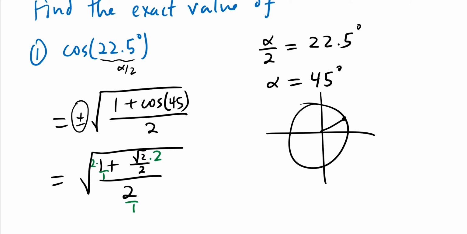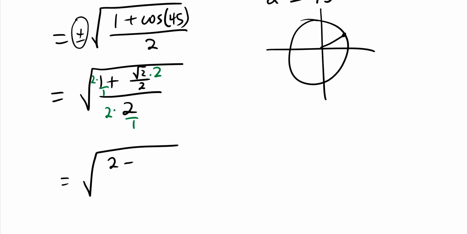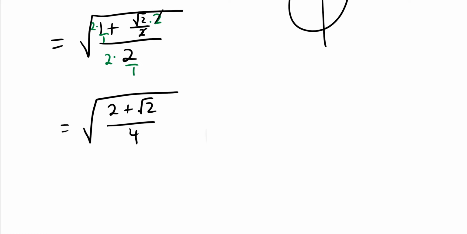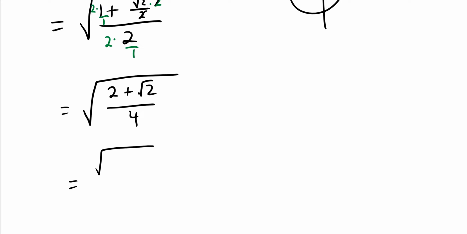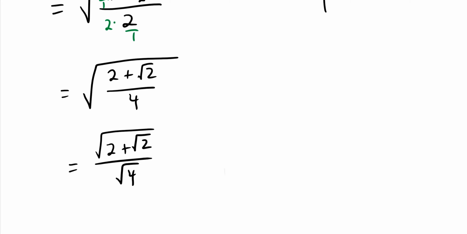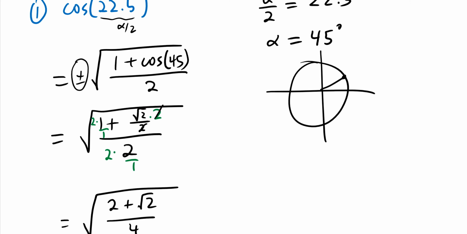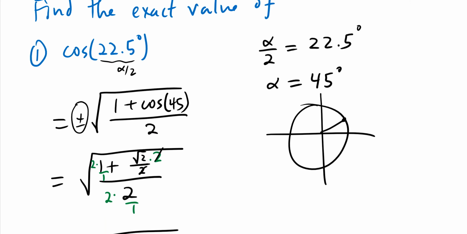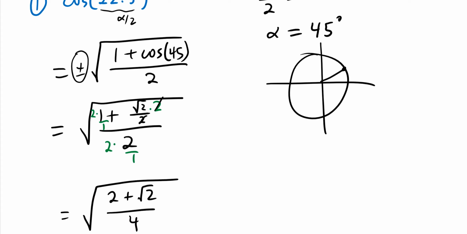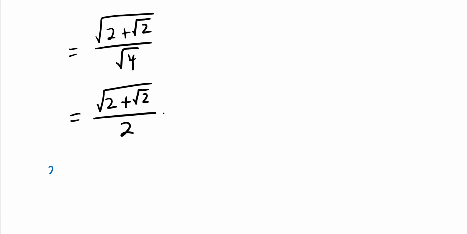So what do we get here? We get the square root of 2 plus square root of 2, all over 4. This can be rewritten as the square root of the top over the square root of the bottom, which turns out to be the square root of 2 plus square root of 2 all over 2. No need to simplify further than that. This is a good answer, and there's no need to use a calculator at all.